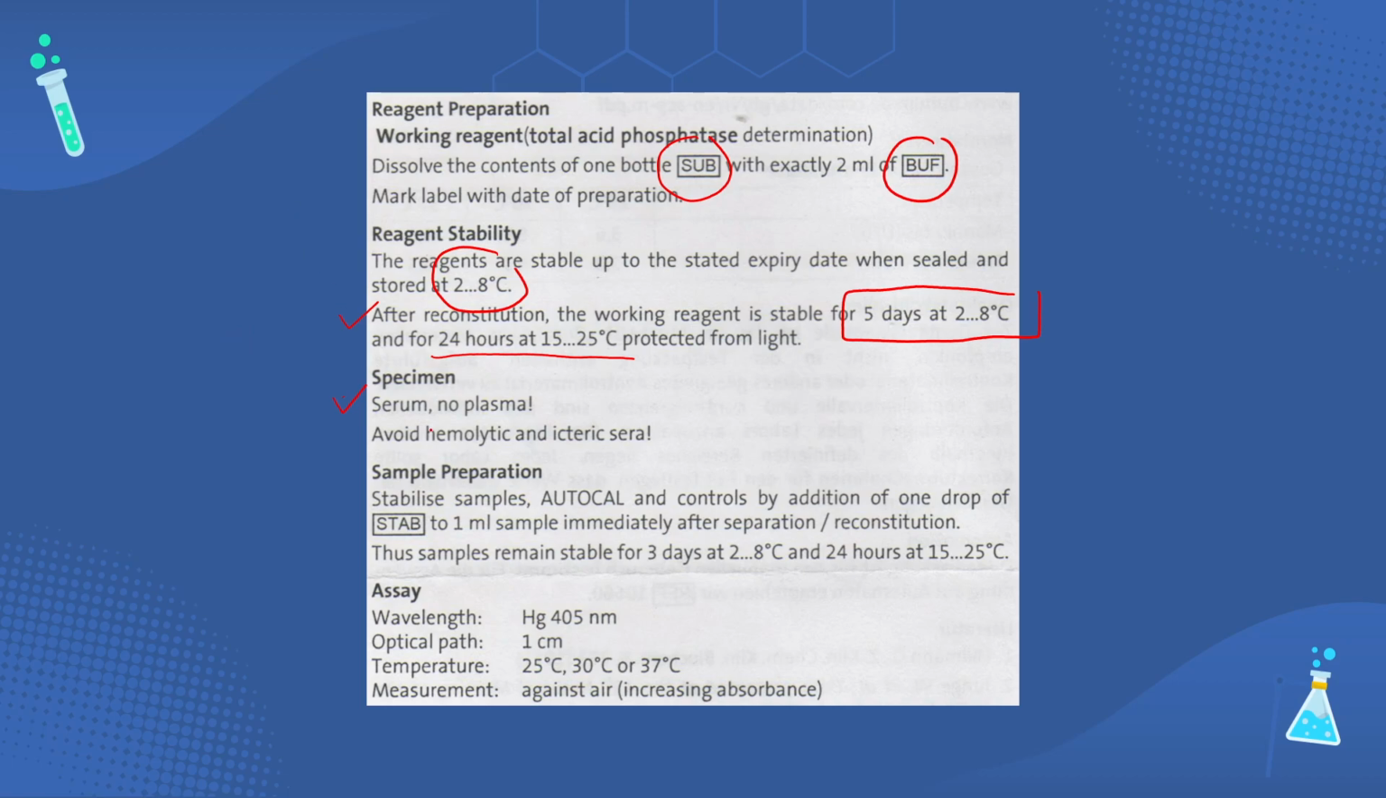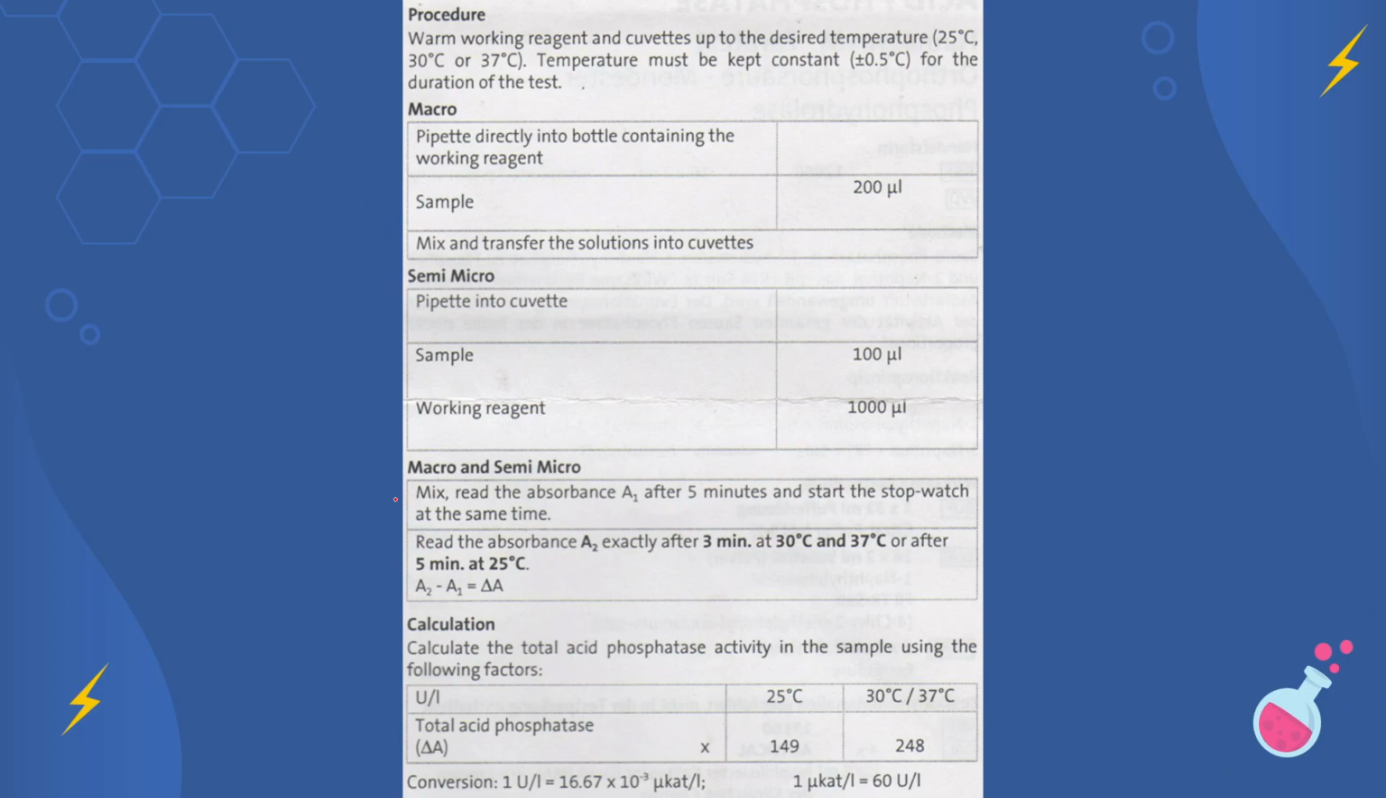And as to your assay, 405 ang wavelength. And then, pwede po tayo mamili ng temperature if we wanted it at 25 degrees Celsius, at 30 degrees Celsius, or at 37 degrees Celsius. So for the measurement, air blank, pwede na. And then we will go to the procedure.